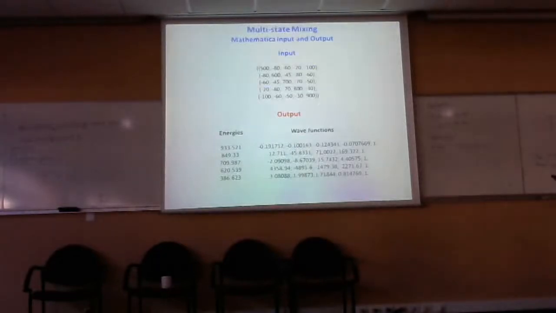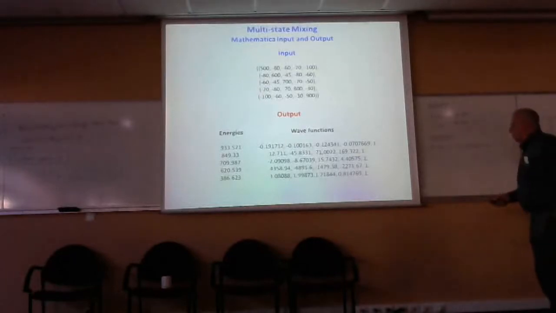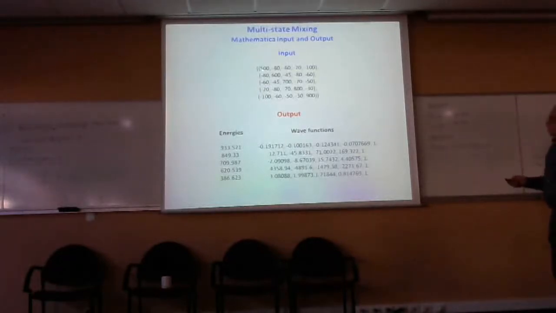Here's the input. Here's the output. And there are several things to notice. Remember, the input energies were 500, 600, 700, 800, 900. Let's start here. The 900 moves up. The 800 moves up, the 700 moves up, the 600 moves up. The 500 moves way down. Okay, so one level again is lowered substantially, the others are raised. And look at the wave functions.